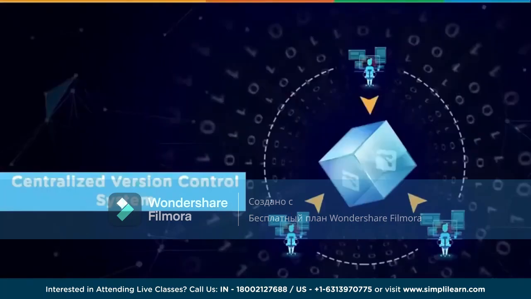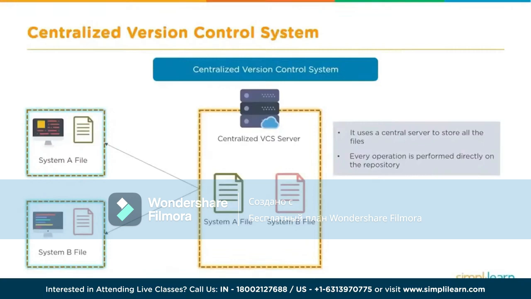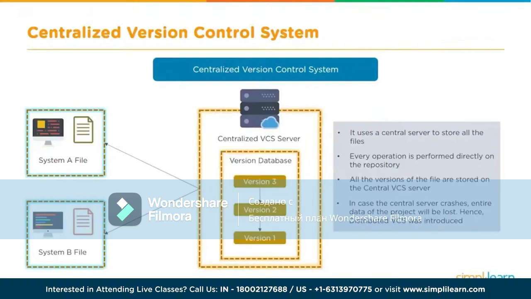Let's look at centralized version control systems, and then we'll compare them against distributed version control systems. A centralized version control system has a central server where all the files are stored, and everybody has to check in and check out from that centralized server, and all of the versions are managed within that server environment.